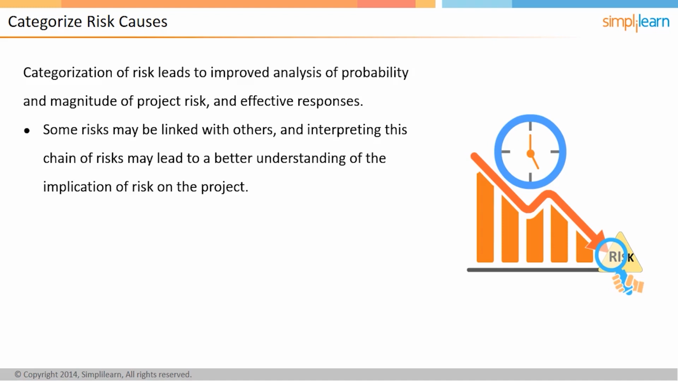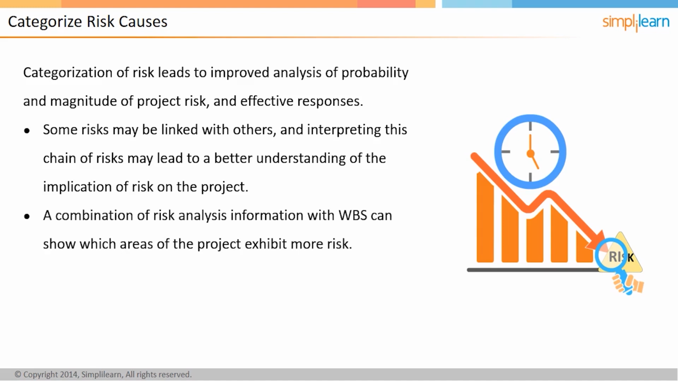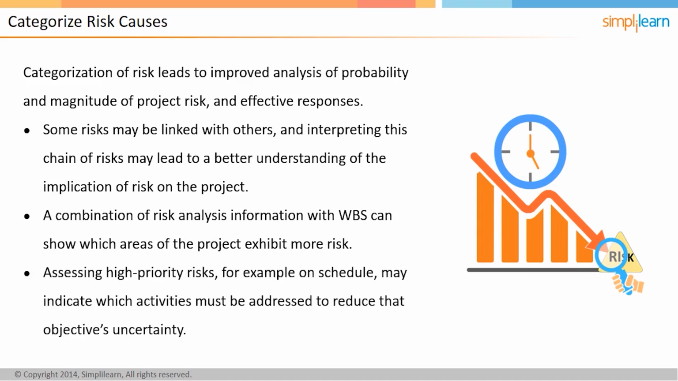Combining the results of Perform Qualitative Risk Analysis process with risk breakdown structure can show clusters of risk priorities arising from specific sources. A combination of risk analysis information with work breakdown structure, or WBS, can show which areas of the project exhibit more risk. Assessing high-priority risks, for example on schedule, may indicate the activities that you need to address to reduce that objective's uncertainty. Let us discuss the documentation of results of the Perform Qualitative Risk Analysis process in the next screen.